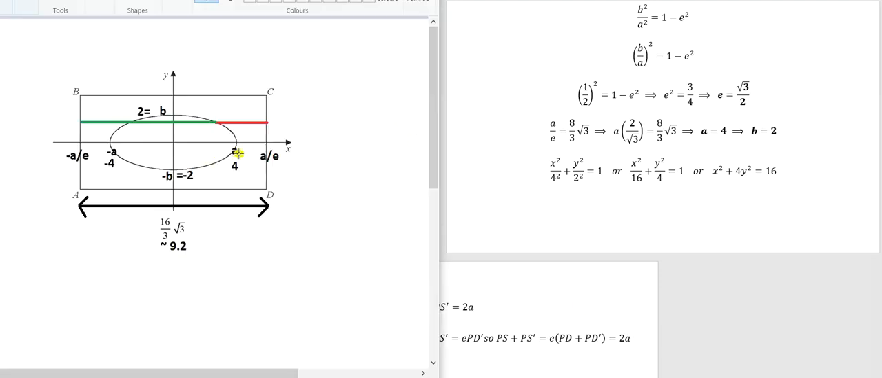So it turns out 2a, which is the length of the major axis from the point minus A to the point A, that distance is always the same as the sum of the two distances if we travel from any point on the ellipse to the first focus and from that same point to the other focus. If you add those two numbers, you'll get the same result as if you go directly from the point minus A to the point A. This may seem a bit strange.